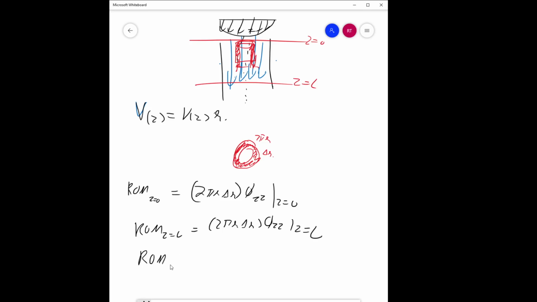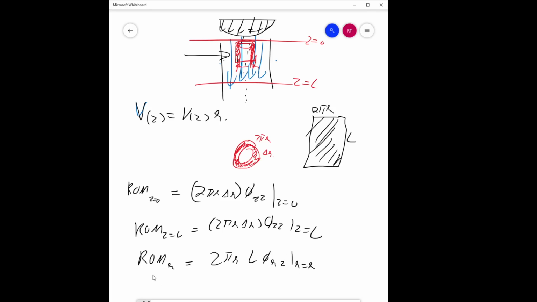And now you have the rate of momentum transfer at r. Let's take a view from the cross-sectional side. If you're viewing like this, basically it just looks like this. So over here, what you need to understand is the cross-sectional area of this, which is basically 2 pi r and L. So this is 2 pi r L into phi rz. So the shear stress, sorry, the momentum at r, so at r is equal to r, and it's positive.